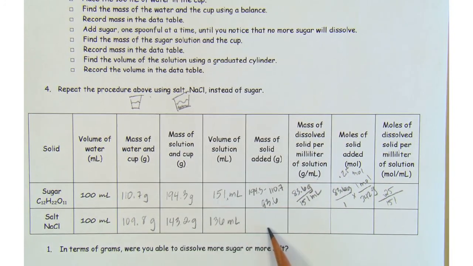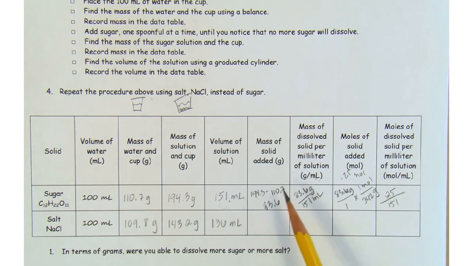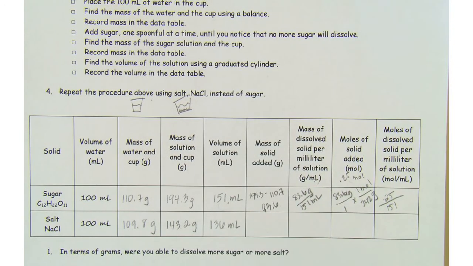Okay, you do the same thing for salt. You go through the same procedure for each of these columns for salt. This will not be 342 for salt. It's something like 58. Okay, so you have to calculate the molar mass for salt.